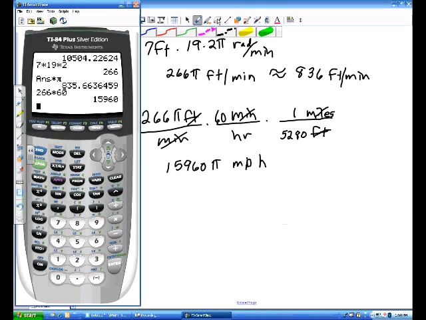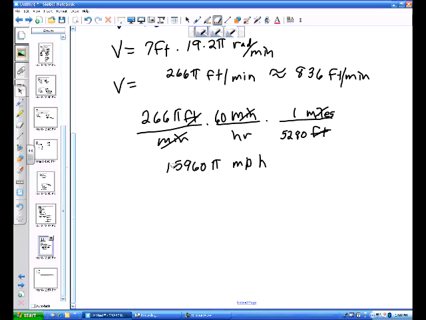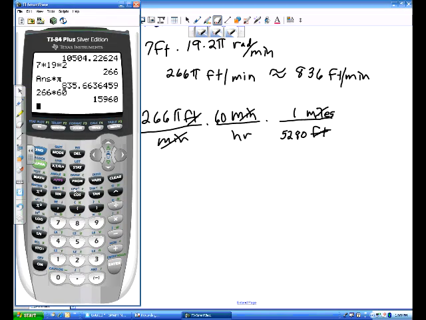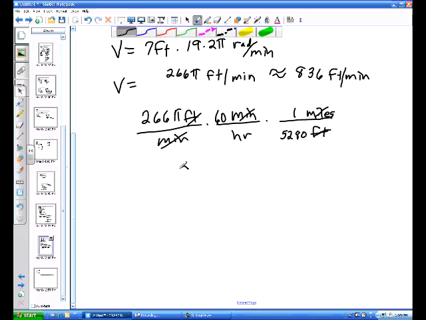Let me go back. Let me erase this first of all. Well, I didn't do the whole conversion. It's that 266 times pi times 60 divided by 5,280. So let's just go ahead and times pi. Then divided by 5,280. So that's approximately 9.5 miles per hour.